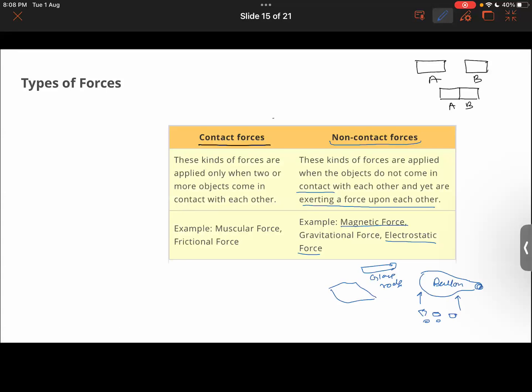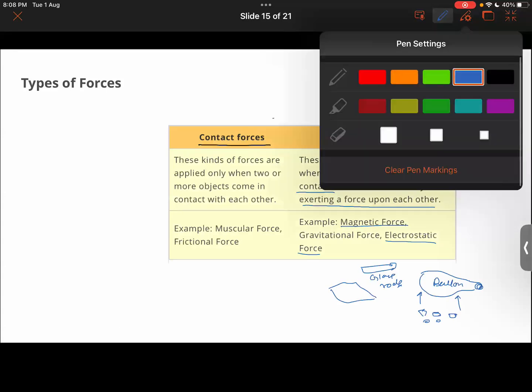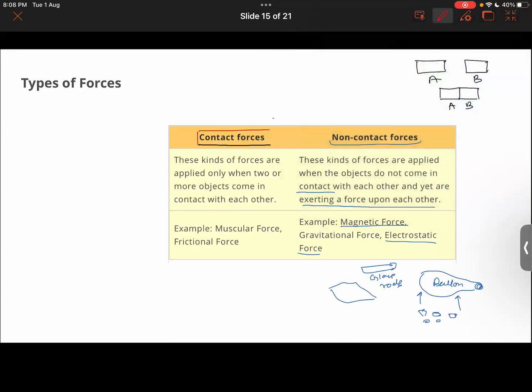So let's discuss each of them in detail here. First, let's talk about the muscular force. We will be starting our discussion with the contact forces. All right, guys. Muscular force.